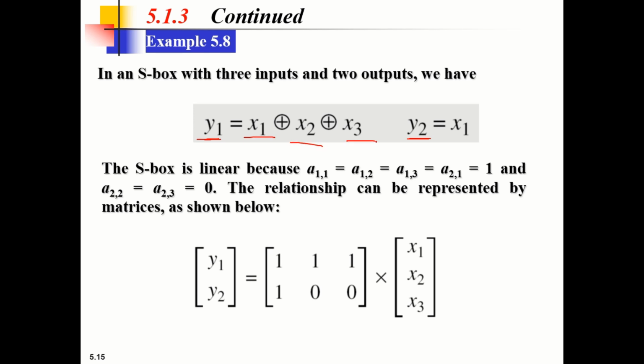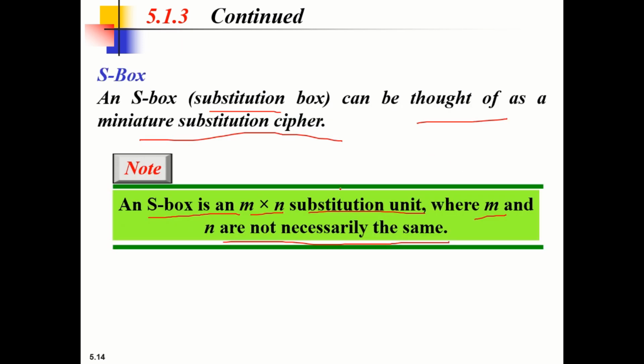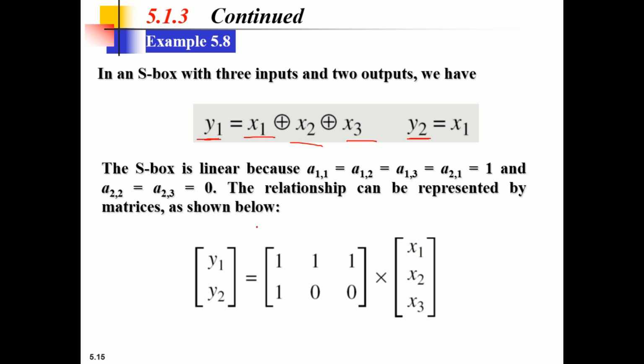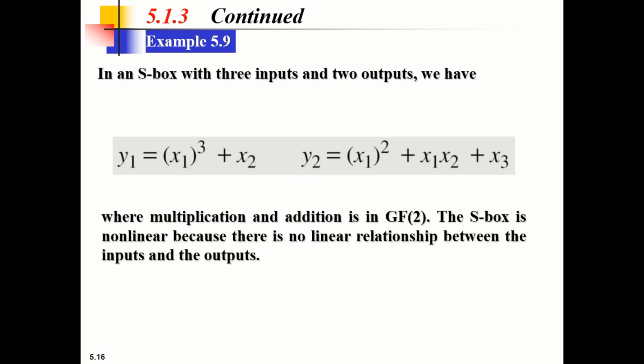So two outputs and three inputs we are having, right? So here, as it says, these m and n are not necessarily the same. This is an example of a linear S-box, and this is an example of a non-linear or polynomial S-box. These are polynomials which we have discussed in previous classes. So we will be making use of these kinds of S-boxes.